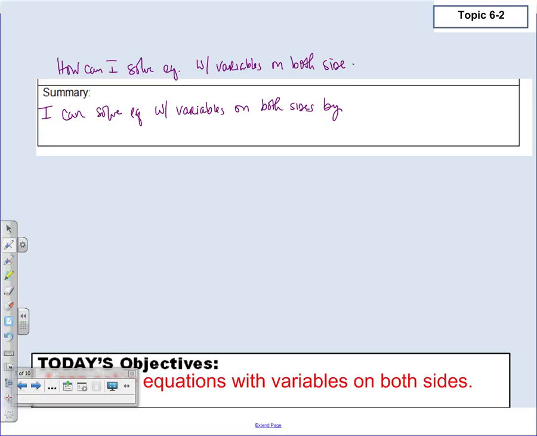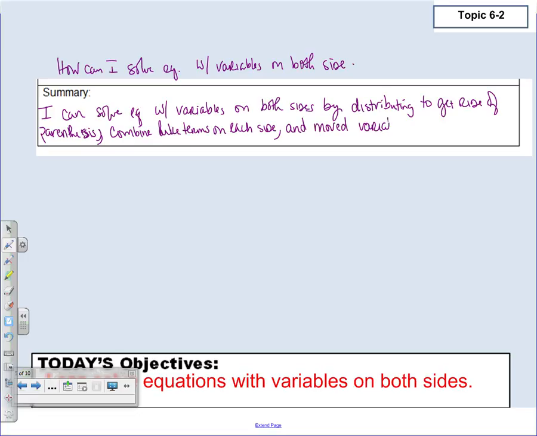today we had parentheses, so we had to distribute. So by distributing to get rid of the parentheses, we also had like terms to combine. So we're going to combine like terms on each side. Then last, we move the variable on the right side to the left side. And the way that we moved the variable from the right side to the left side was by doing the opposite of the coefficient.